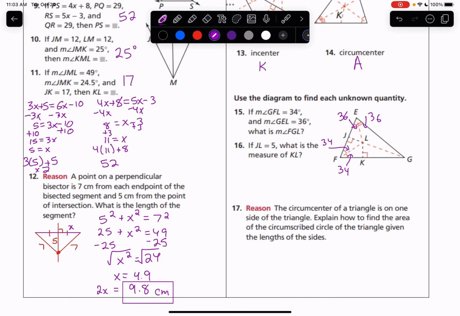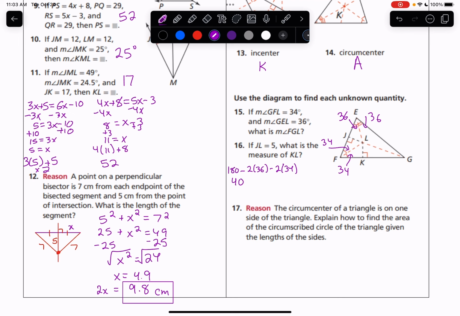So if I take 180 and subtract all those angles, so let's see, 180 minus 2 times 36 minus 2 times 34, I'm going to get angle G. Let's do that. 180 minus 2 times 36 minus 2 times 34. That's going to give me 40.